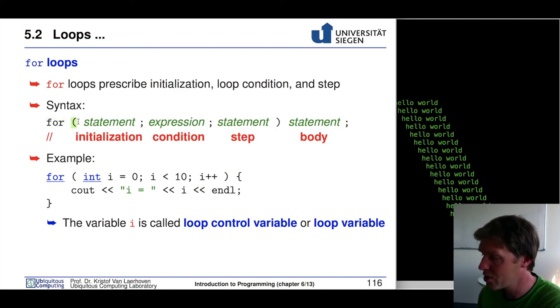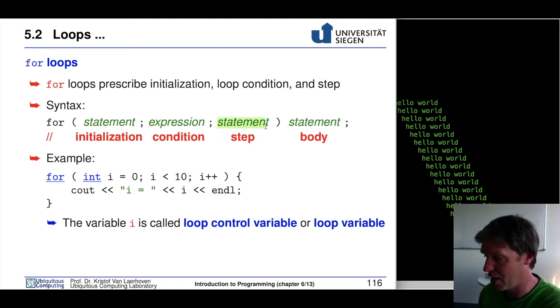You have your for keyword, and then between the braces here, you have three particular things. You have your initialization, which is a statement. So here you can, for instance, say we initialize a particular value, an integer in this case, with a particular name, and we create it and initialize it to the value 0, or to the value 10, as I did over here. Then we have an expression that is a condition. In this case, this usually refers to the variable that was made in the initialization part. So in this case, when i becomes 10 or is bigger than 10, then we stop.